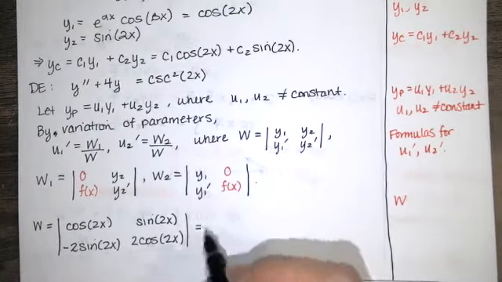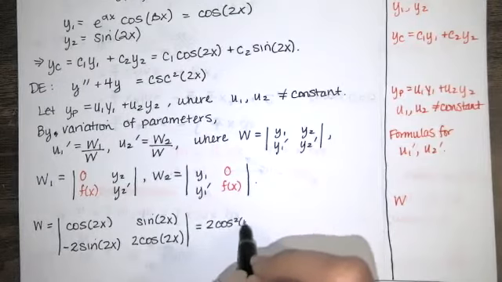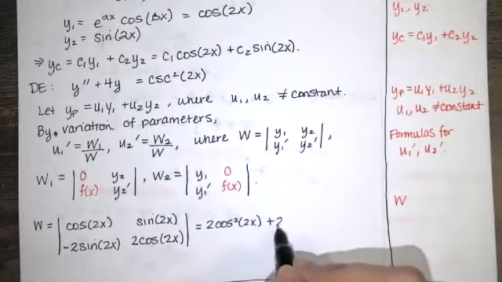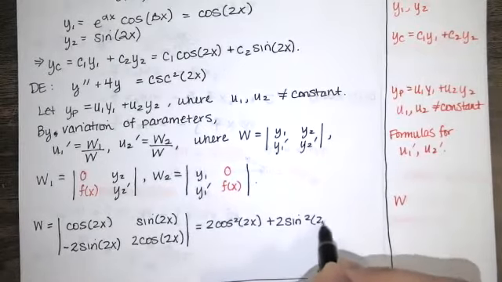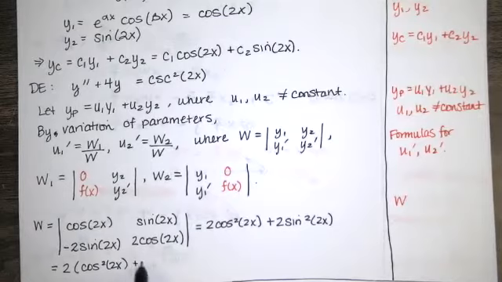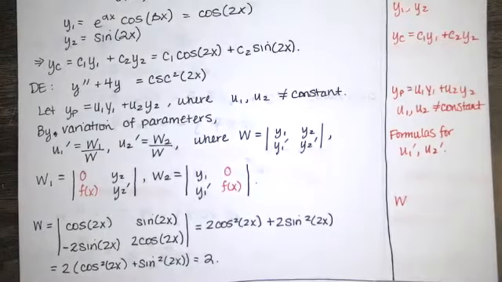Then we multiply across this diagonal. We multiply across that diagonal and subtract. We're subtracting a negative, so that means we're adding. And then we factor out the 2. And we've got cosine squared plus sine squared, and they have the same angle. That's just equal to 2 times 1, which is 2. So we found our W. And let's find the next W. Let's find W1 next.